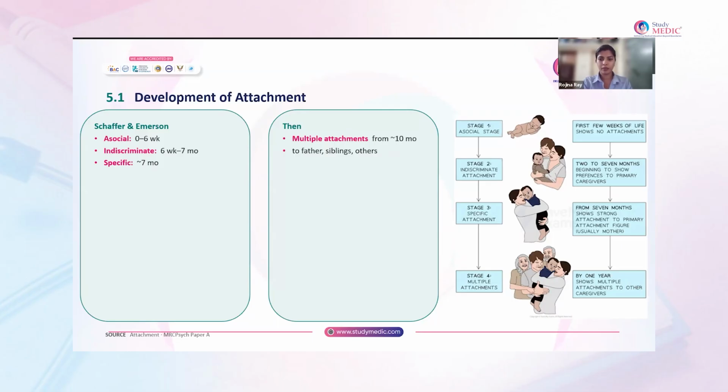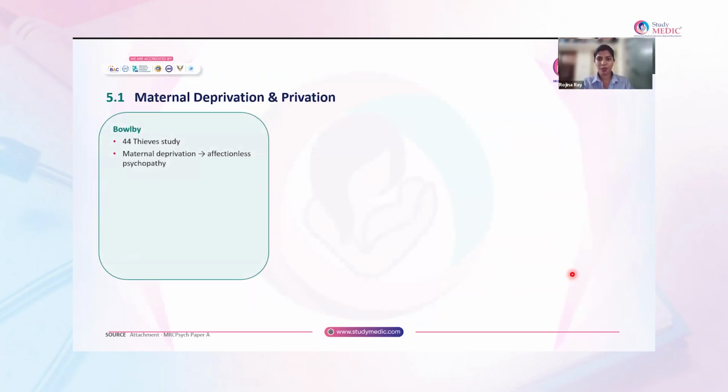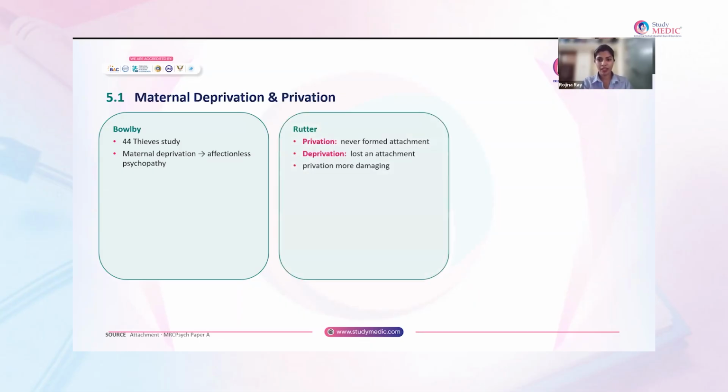And moving on. Now, what is this concept of maternal deprivation versus privation? We need to distinguish between both. Bowlby originally proposed the maternal deprivation hypothesis based on the 44 thieves study in 1944 and suggested that breaking an existing bond, so there is already a bond or attachment formed, results in affectionless psychopathy. But Rutter proposed something different.